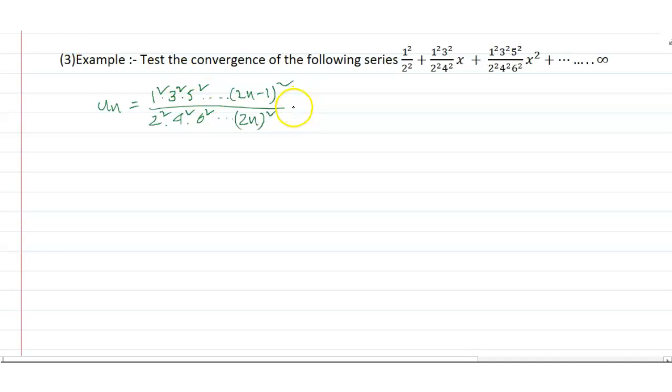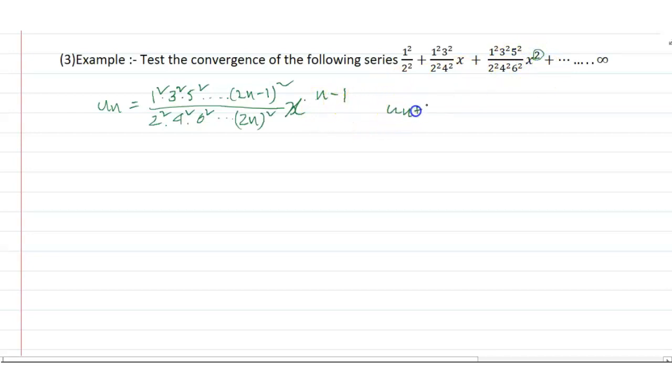u_n equal to this, and x to the power, sorry, it is not 2n minus 1, it is n minus 1, because if n equals 3, then it is 2. So it is n minus 1.